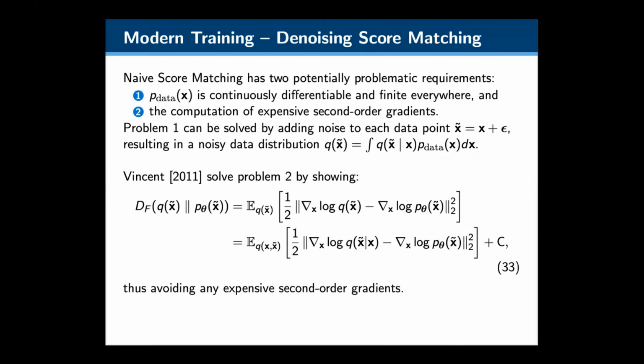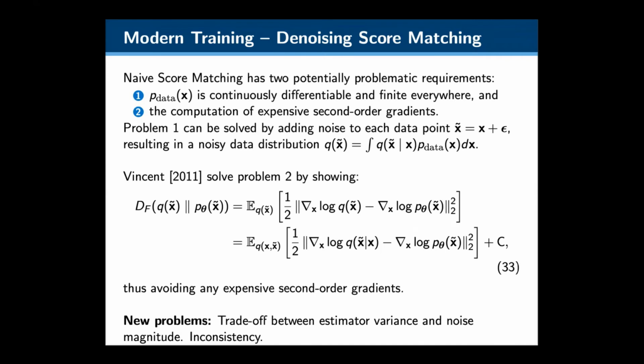And this is great because you'll note that equation 33 doesn't have any second order gradient terms. So you might be thinking, yay, we're done. The end of the talk, this is how you train energy-based models. Unfortunately, there are some new problems here.